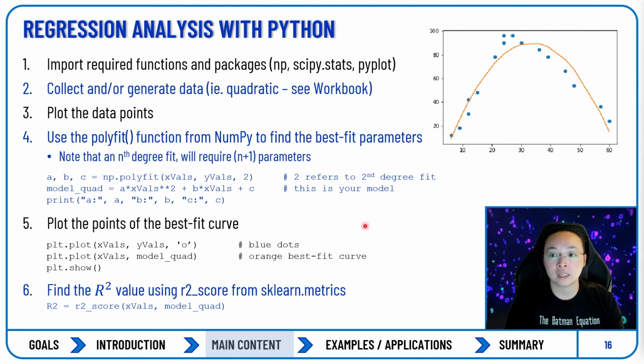And if we ever want an R2 score, we can find the R squared value using r2_score from sklearn.metrics. This last step is very important because in most cases, we do want to present an R squared value for our best fit model. So we define R squared or R2 as r2_score of the y values we have, and then our model_quad to see how good it fits with our data set.